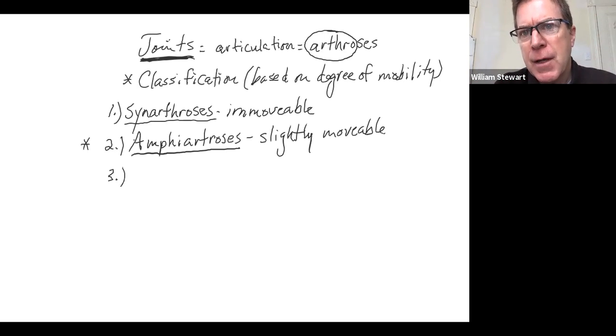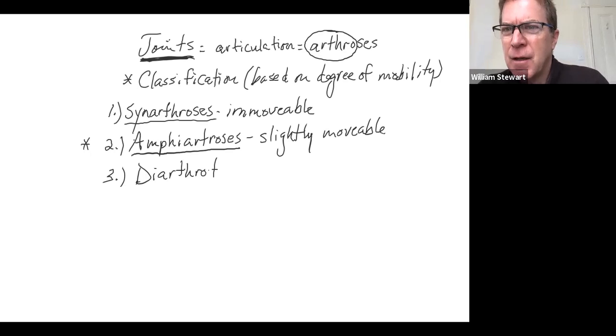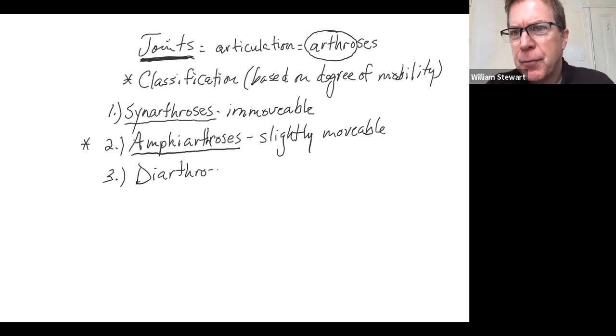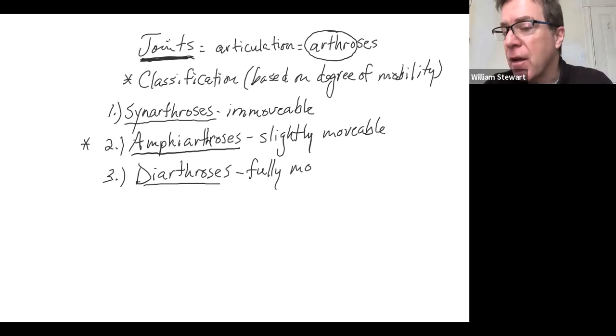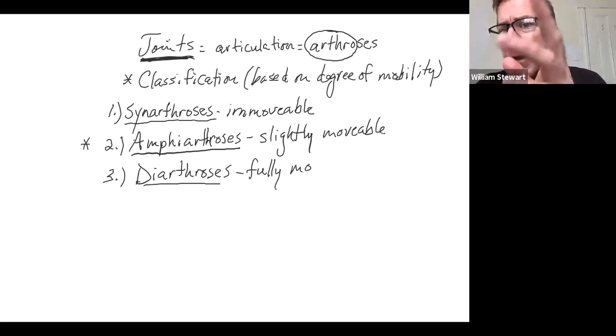And finally, number 3 is diarthrotic, D-I. So I'm going to write diarthroses. I forgot my H here. Sorry about the spelling. So diarthroses. These are fully movable joints. These would be things like what you and I think of as a joint, like the elbow, the shoulder, wrist, the knee.